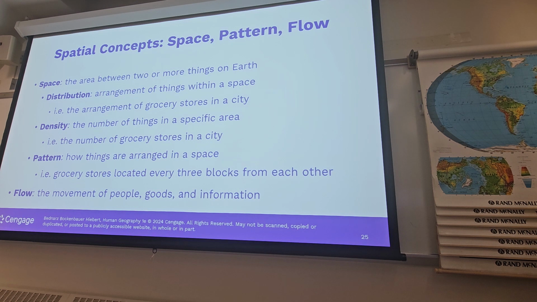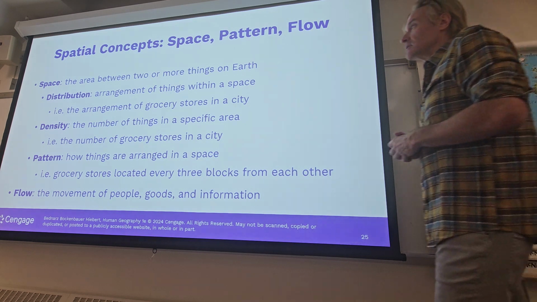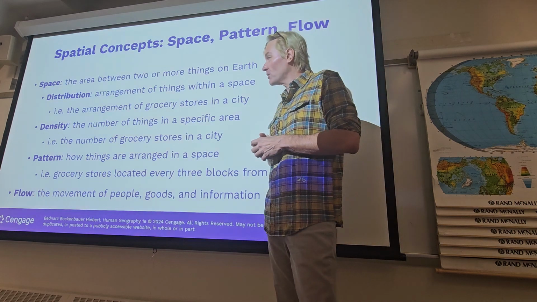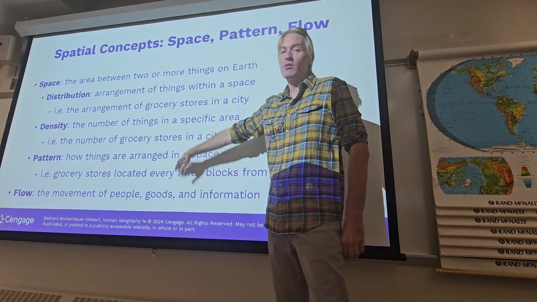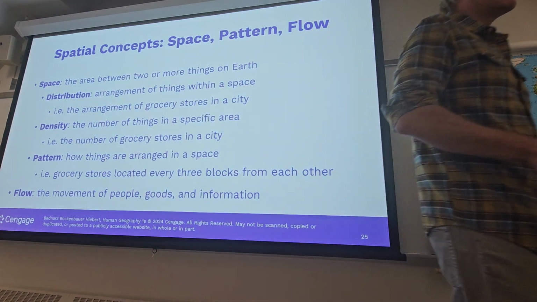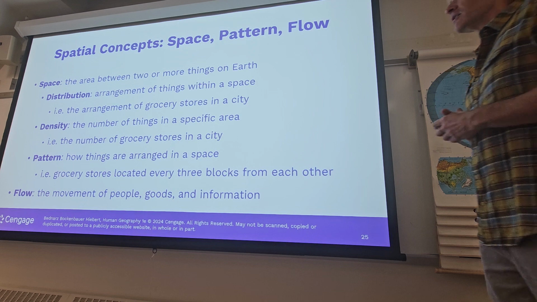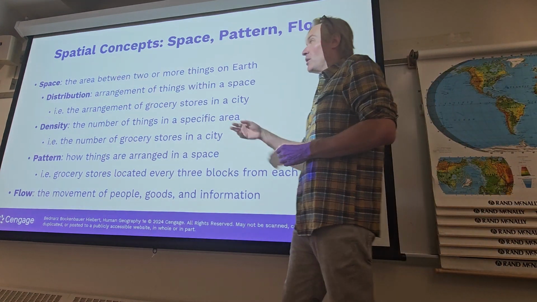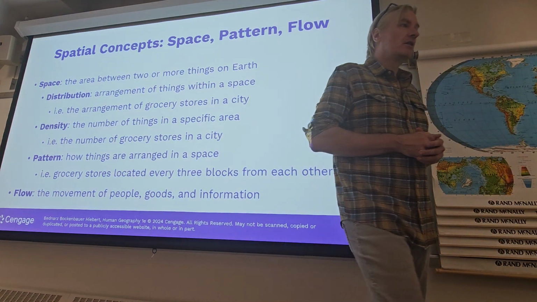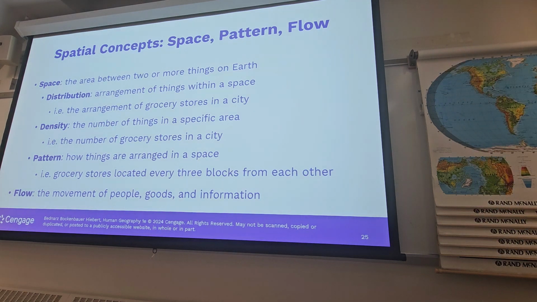Again, more terms that you probably have heard before: space, distribution, density, pattern. These are all things that we were just looking at. When we looked at lights, we were looking at distribution. Looking at wheat, we were looking at the distribution. The wheat and light also showed elements of density. We were looking at lava patterns and trying to figure out what they meant.